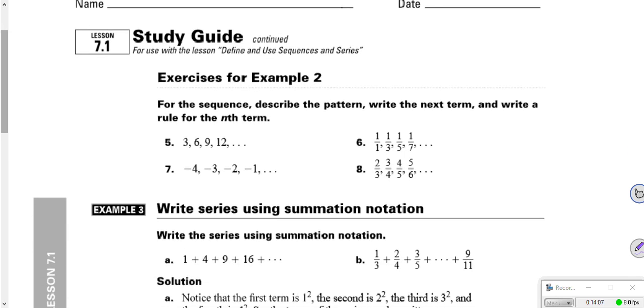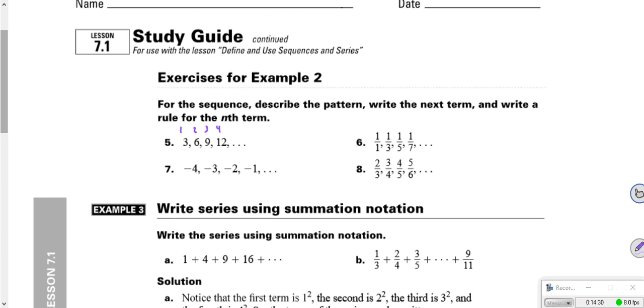So for the sequence, describe the pattern, write the next term, and write the rule. I'm not real big on describing the pattern. So this one, again, remember, we have to use our index. We have to use a 1. We have to use a 2 to get this one, a 3 to get this one, a 4 to get this one, and so on.